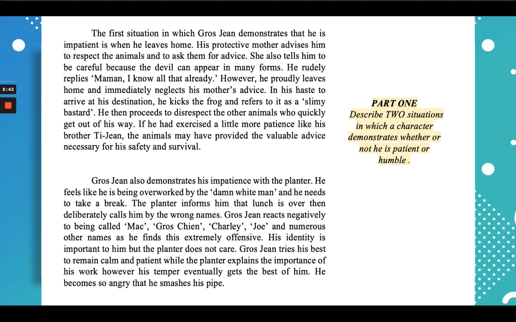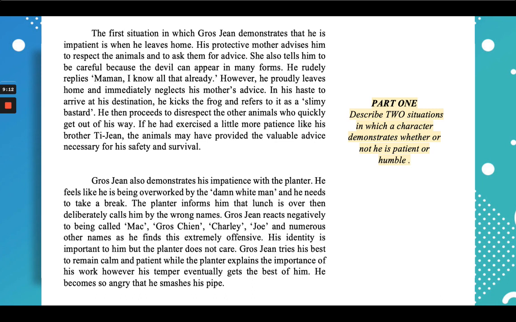The first situation in which Goja demonstrates that he is impatient is when he leaves home. His protective mother advises him to respect the animals and to ask them for advice. She also tells him to be careful because the devil can appear in many forms. He rudely replies, "Mama, I know all that already." However, he proudly leaves home and immediately neglects his mother's advice.